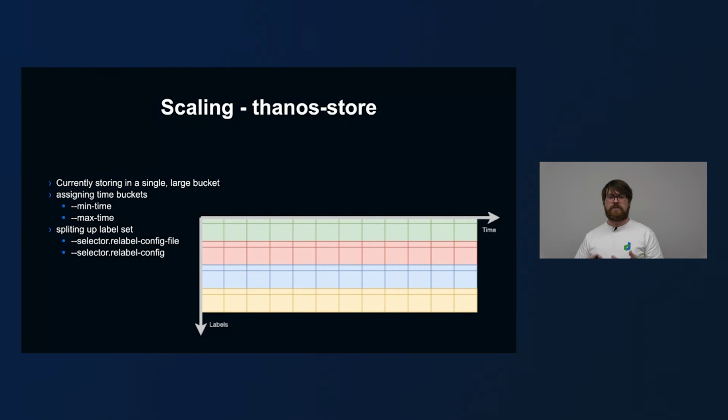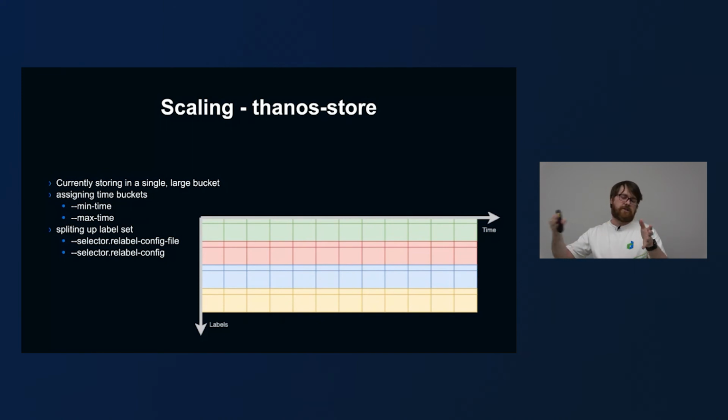So when scaling our thanos-store node, we can scale it on two different dimensions. One dimension is just our basic time dimension, which we can use our min time and max time flags for. For example, we could have one store node showing the past 4 weeks, and then the next one the next 4 weeks, and then the next 4 weeks. And so time is a very natural dimension to scale on.